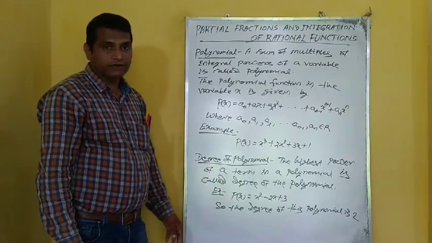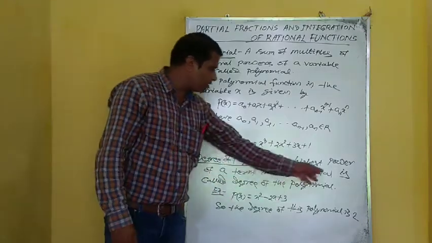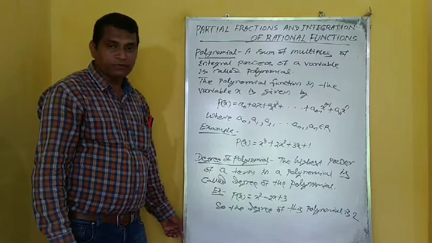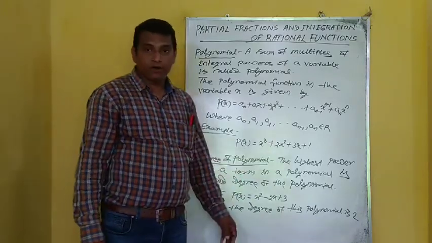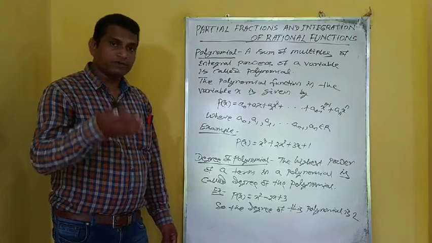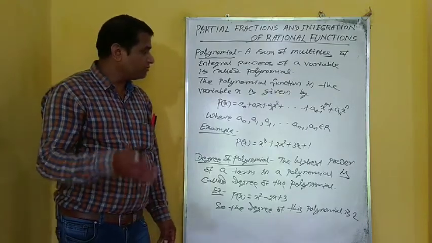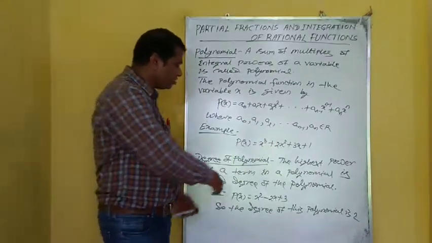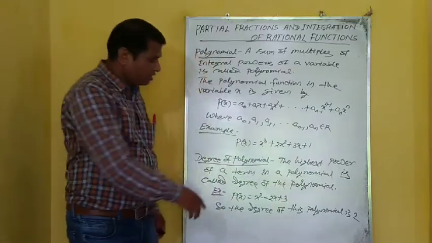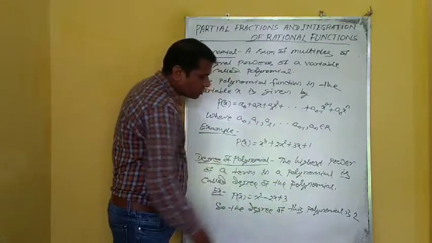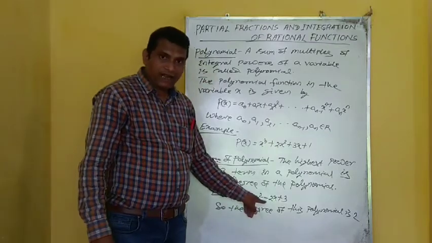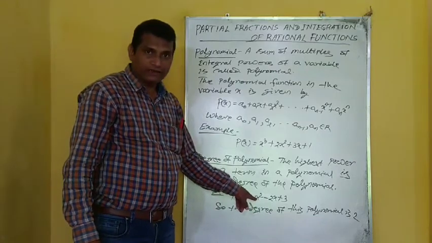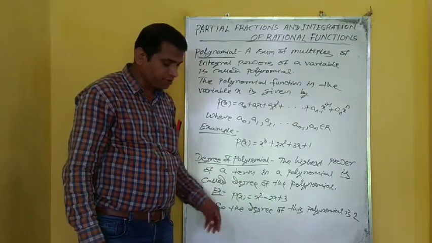Degree of a polynomial. The highest power of a term in a polynomial is called the degree of the polynomial. So the highest power term present in a polynomial is called the degree of that polynomial. So here p of x is equal to x square minus 2x plus 3 is a polynomial and its degree is 2 because its highest power term is x square. So the degree of this polynomial is 2.